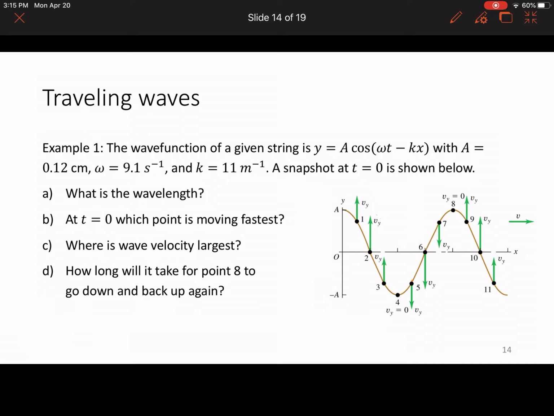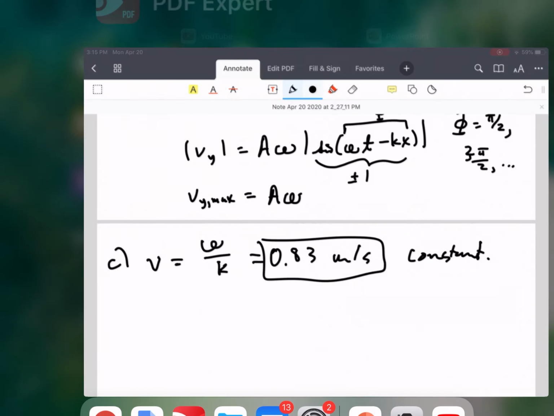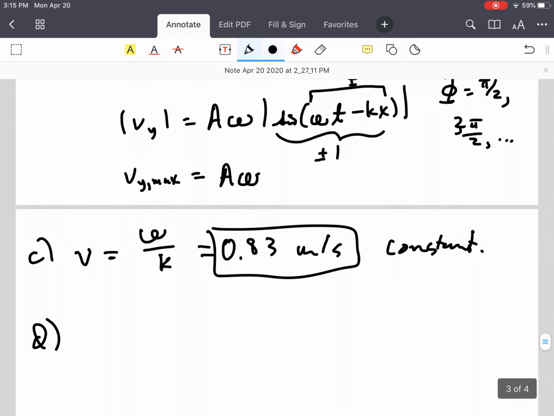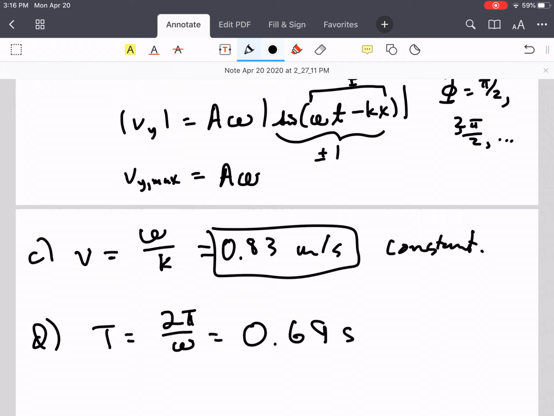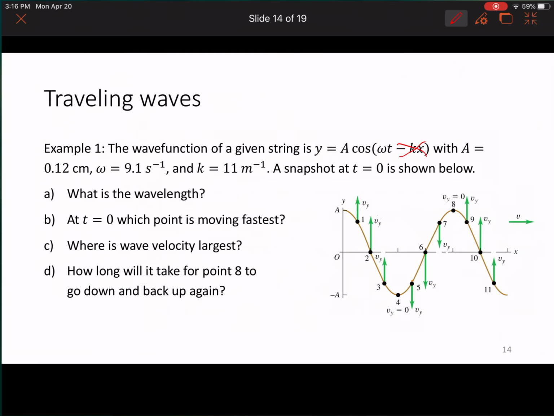Finally, how long does it take for point 8 to go back down and up again? So remember, any given point in space behaves like a simple harmonic oscillator. If I'm simply able to get rid of this second term or set it equal to a constant, I just have a harmonic oscillator. And how long does it take a harmonic oscillator to come back to the same point? Well, that's the definition of the period. So the period, T, is 2 pi divided by omega. And when I plug those values in, that turns out to be 0.69 seconds. So there we go. That's the behavior of a very simple wave right here.